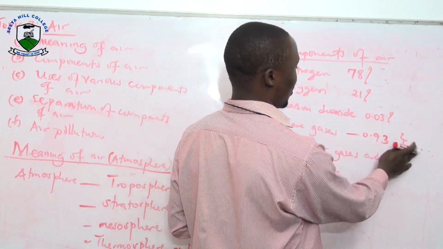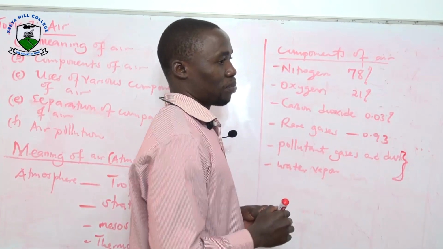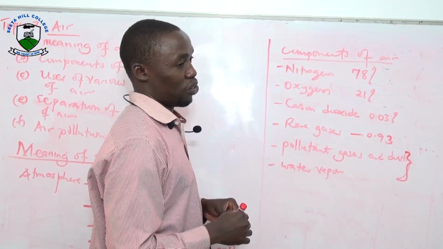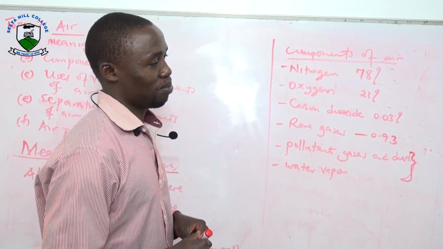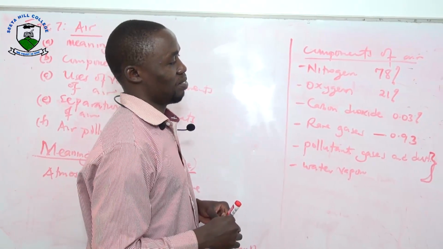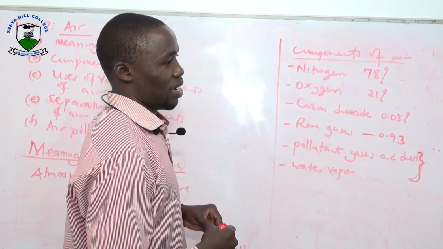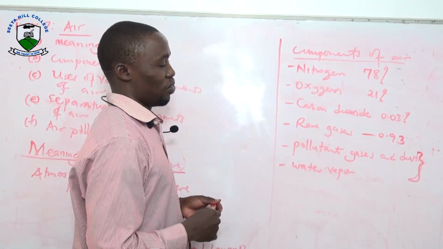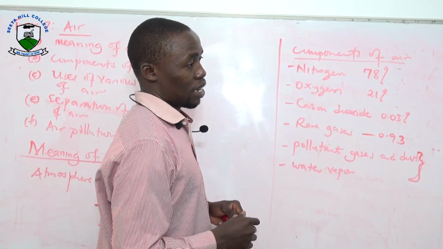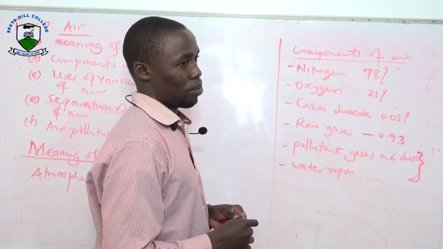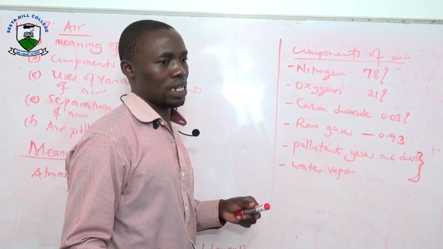This 93, so the balance is now this. That's roughly 0.07? Around 0.04. That means basically your atmosphere is less with pollutant gases. But these days they are increasing, as we shall see in the air pollution. We are no longer breathing in very, very fresh air.